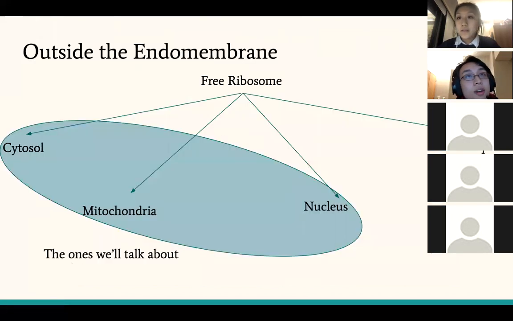And so, right, that's the endomembrane system. Some proteins aren't part of the endomembrane system. Essentially, if you're not going to the rough ER, the free ribosome will translate that protein in the cytosol, and that protein will either travel to the mitochondria, the nucleus, or it will remain in the cytosol. It could also travel to other organelles like the chloroplast, but we won't really talk about that in this class.